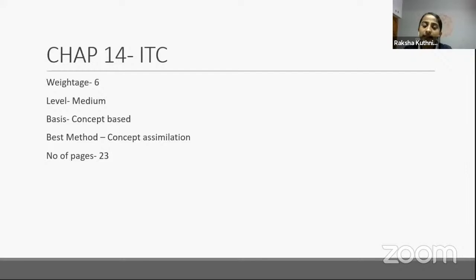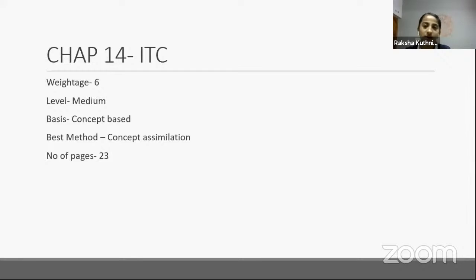What are we going to see in chapter number 14? Input tax credit. What is input tax credit? Yes, you are well aware by now. You know that, right? So whatever tax you pay on your purchases is your input tax. You can set it off along with your output tax liability. That is your input tax credit, right? Simple. I feel this chapter is interesting.